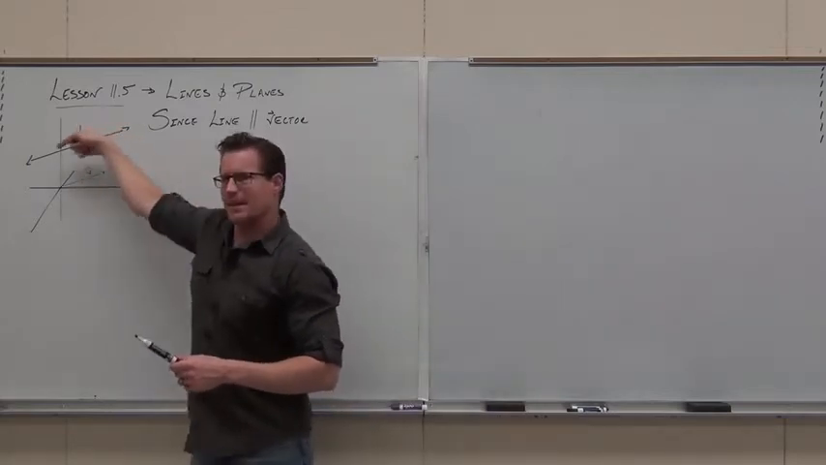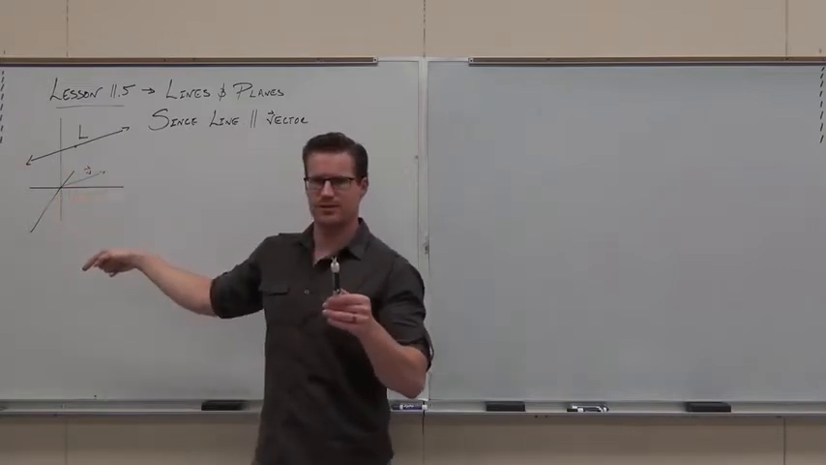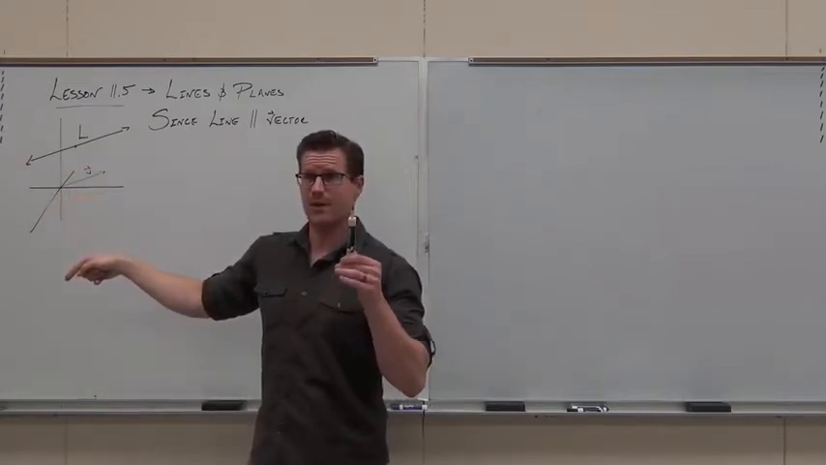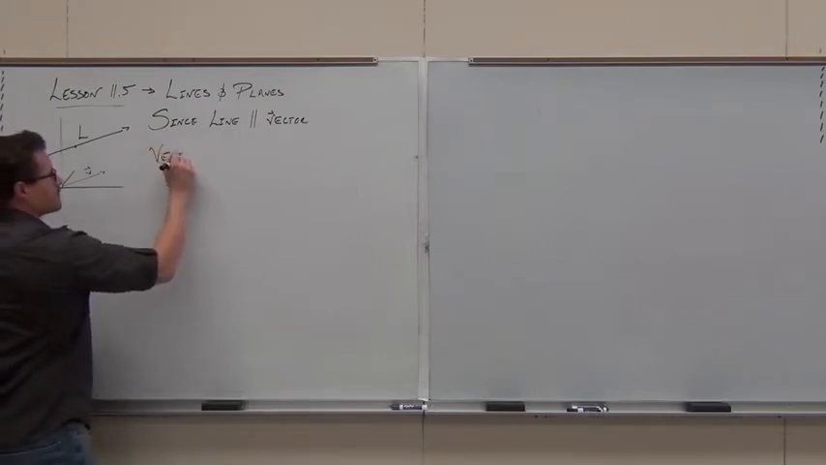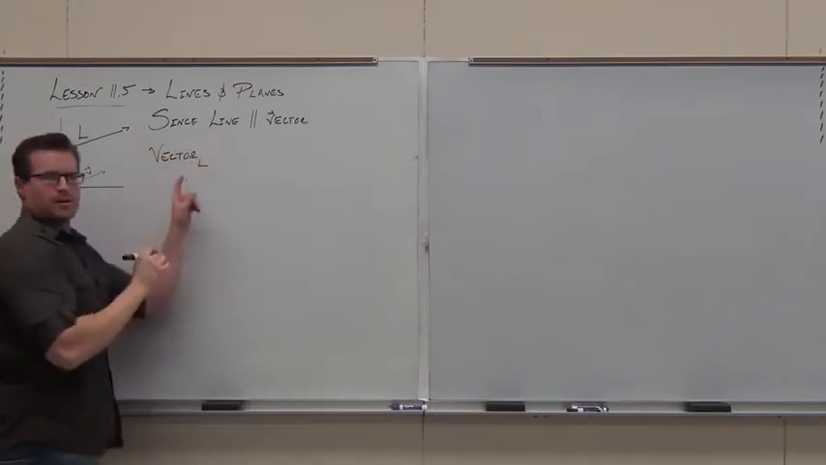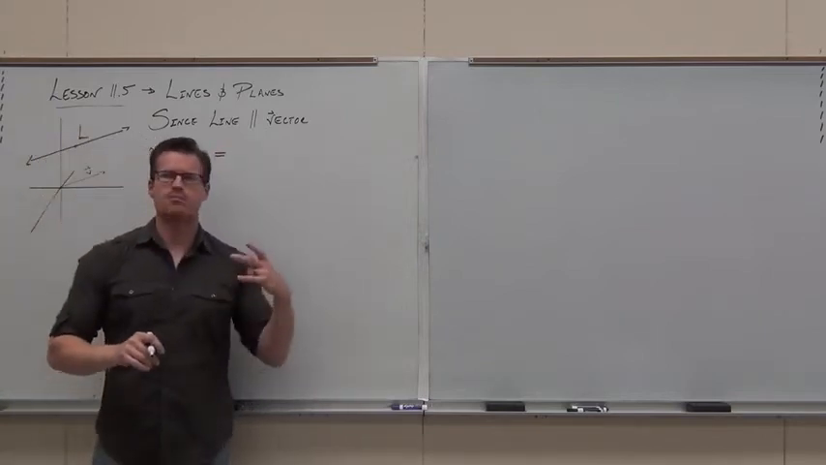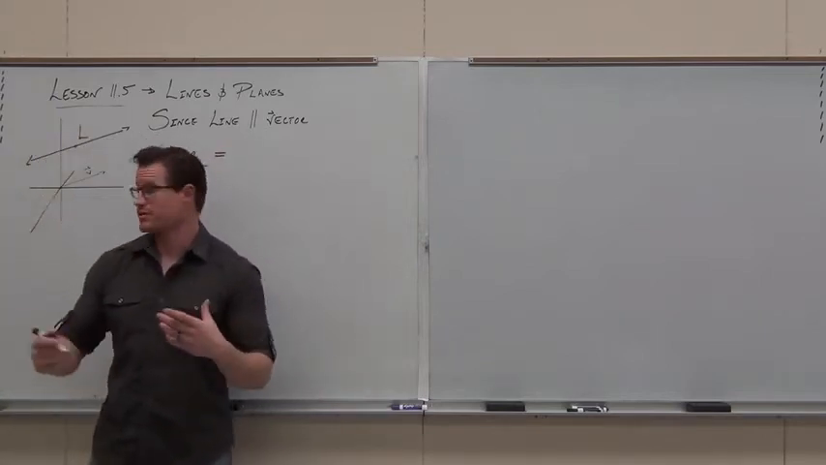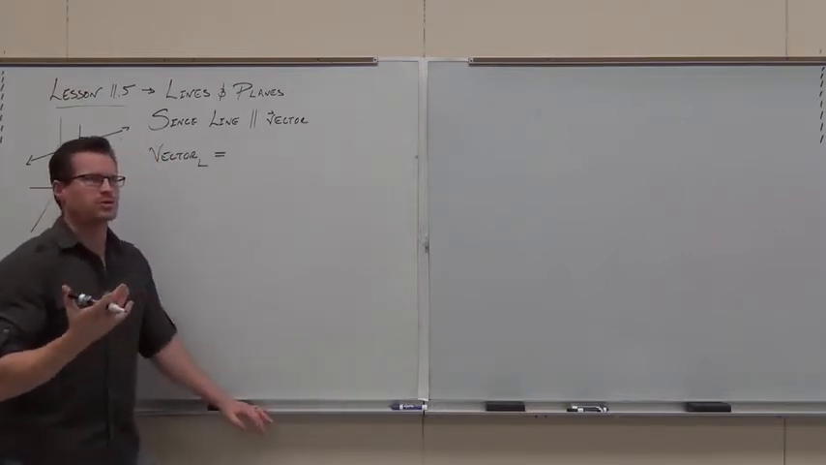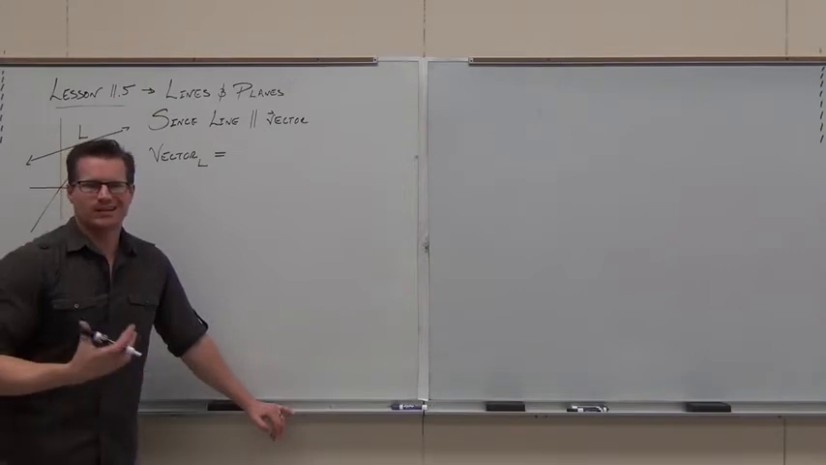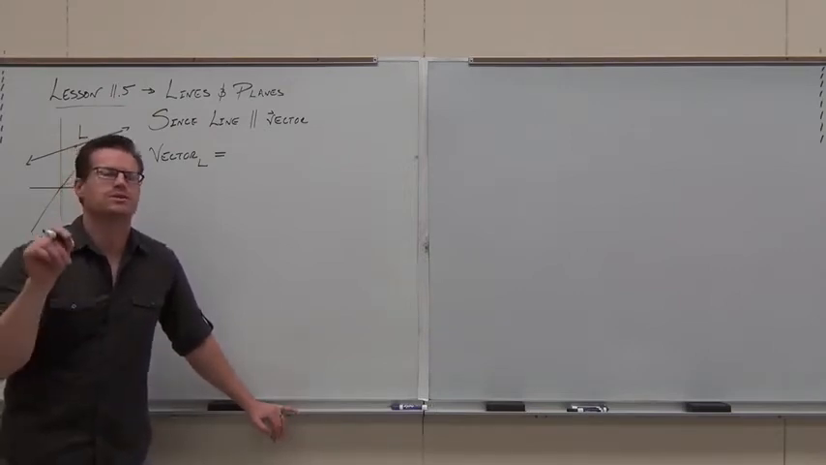The vector of that line and the direction vector are parallel vectors. Does that make sense? If they are parallel vectors, the vector of the line has to be a scalar multiple of the direction vector. That's what we're going to call this thing, the direction vector. Well, if they're scalar multiples, let's just give it a little letter to represent the scalar. Let's call it T. Why? You'll see why.